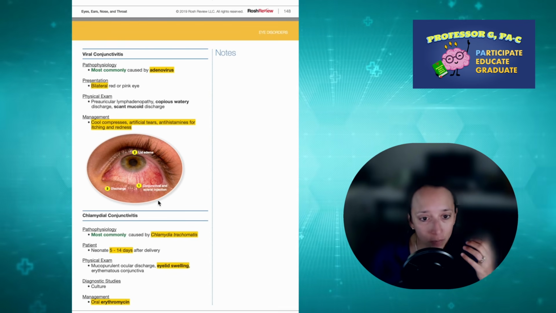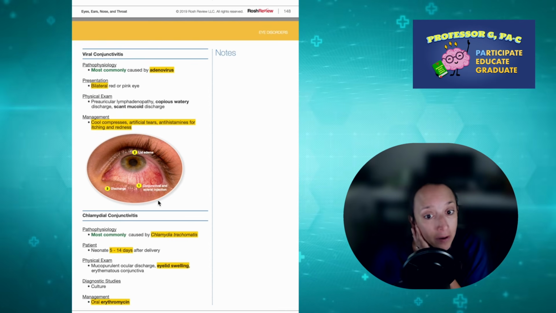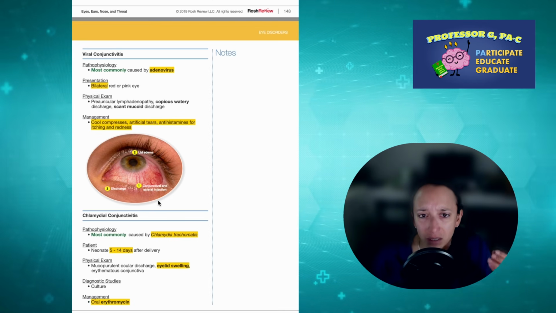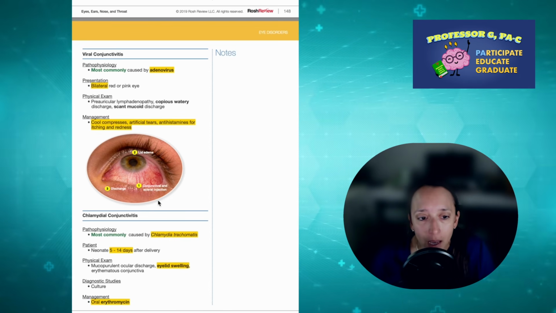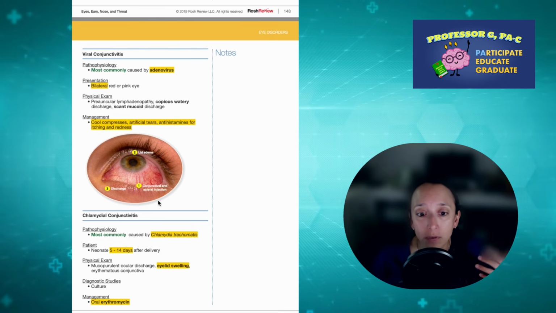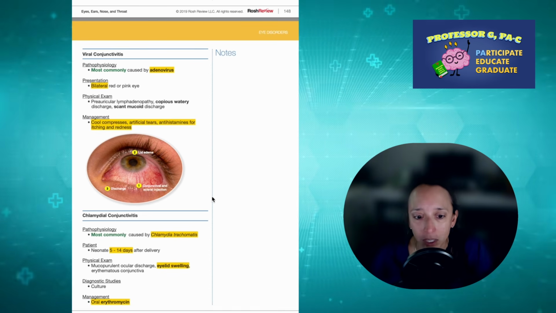And on physical exam, we'll see the bilateral red eyes. We'll see sometimes some pre-auricular lymphadenopathy and copious watery discharge with a little bit of mucus, not as much as bacterial. And management for this is going to be supportive care, including cool compresses, artificial tears, and sometimes we can consider giving some antihistamines for itching or redness.